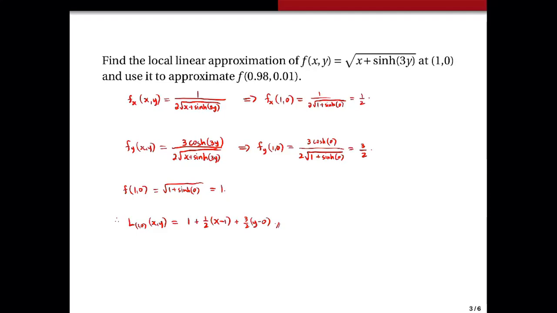And then for the follow-up question, we want to use this equation here in order to approximate the value of f of (0.98, 0.01). So f of (0.98, 0.01) is approximately equal to L sub (1, 0) at (0.98, 0.01). But this will just have 1 plus 1 half times 0.98 minus 1, plus 3 halves times 0.01.